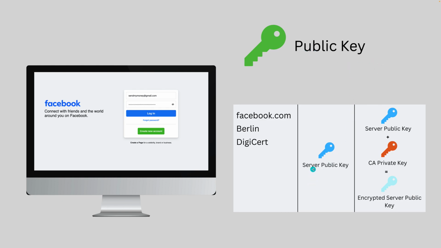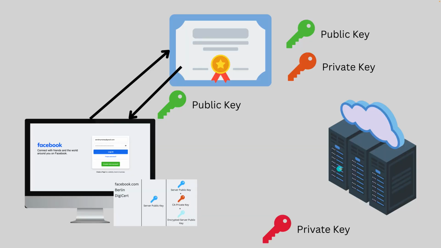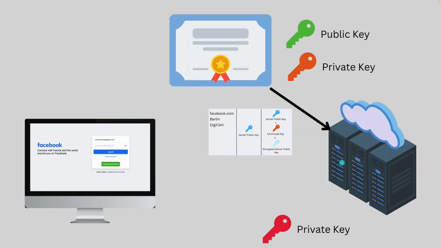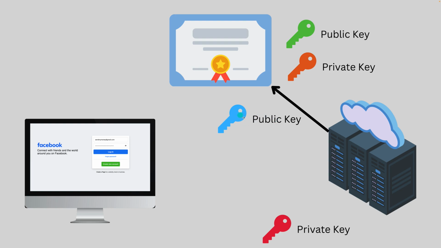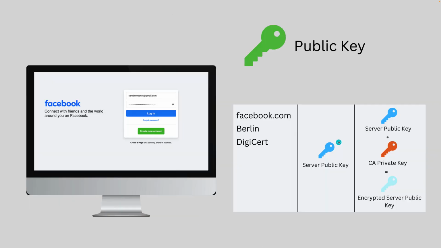We have the server public key, which is this key right over here. And we also have the encrypted server public key that was encrypted by the private key of the certificate authority. Again, I want to stress that the private key is not sent within the certificate itself. Only the encrypted server public key is sent. I just wanted to show you how it was created.